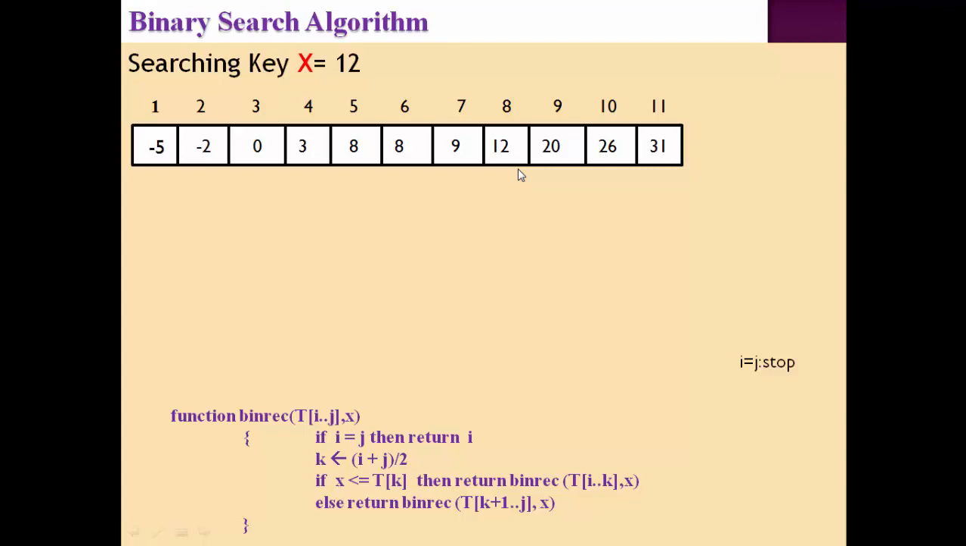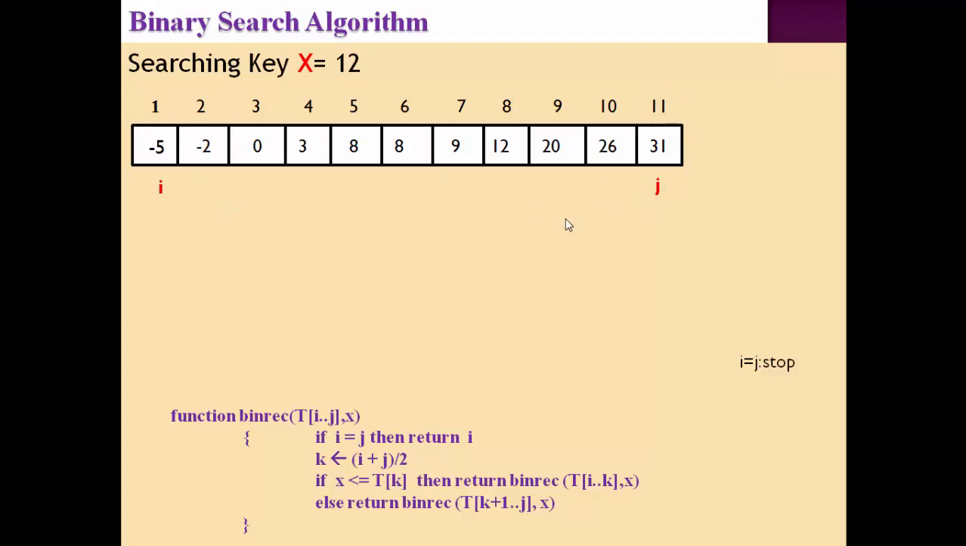Let us discuss how the binary search algorithm can identify the index number, or we can say the position, of our number in the list. In this list of numbers, we have to find our searching element, that is x is equal to 12. As per the binary search algorithm, the first step is to take two variables. One is i and the second one is j. i is the index of our first element, that is 1, and j is the index of our last element, that is 11 in our case.